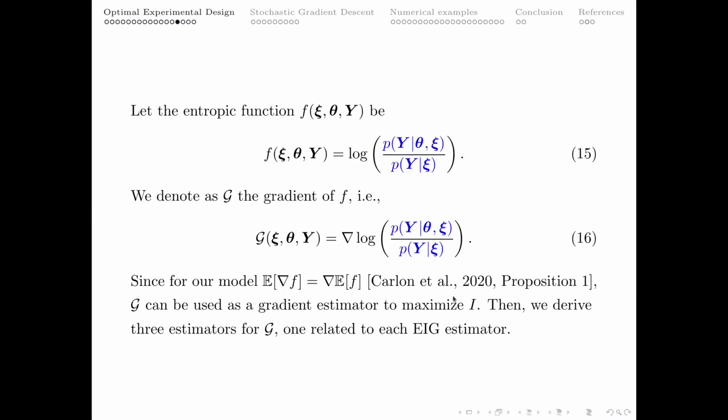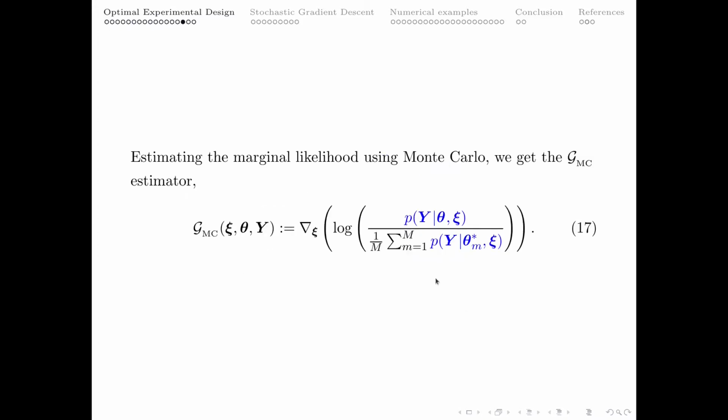Now, since we proved in this work, Carlon et al. 2020, proposition 1, that for our data model we can commute the expectation and the gradient, we can use g as an estimator of the gradient of the expected information gain to perform optimization. Next we will derive three estimators for g, one related to each of the expected information gain estimators presented before. The first one is the one that we get when we use Monte Carlo to approximate the marginal likelihood, just as in the double loop Monte Carlo estimator.